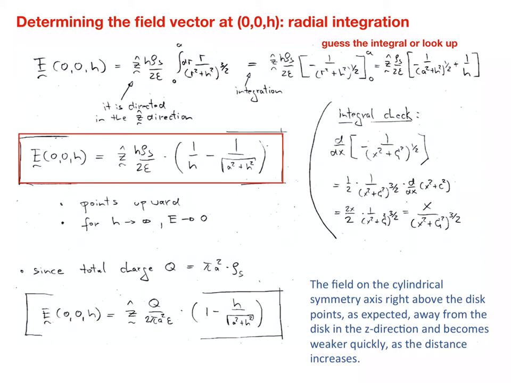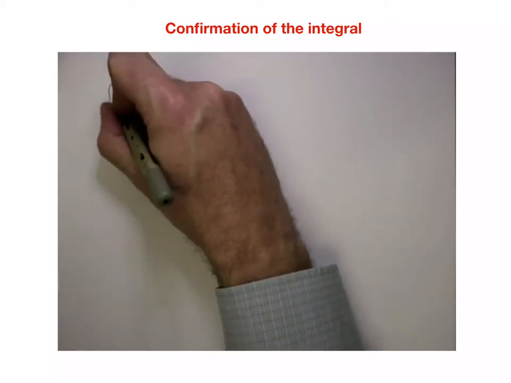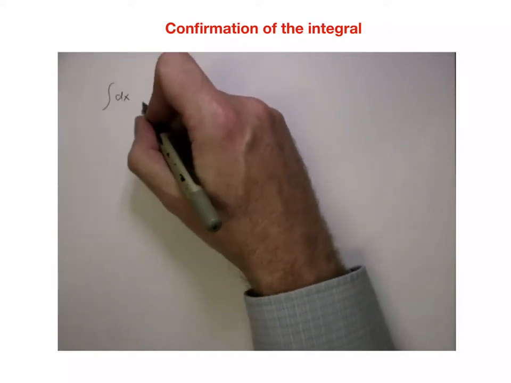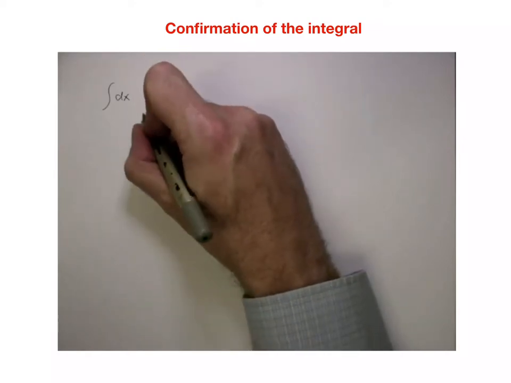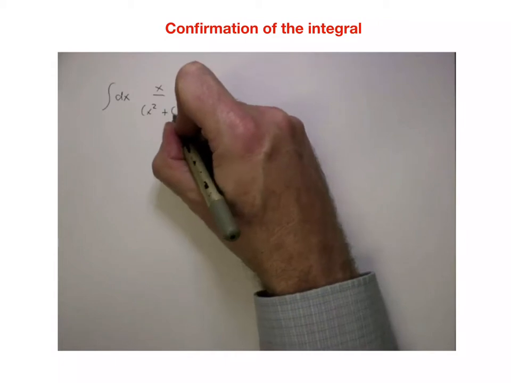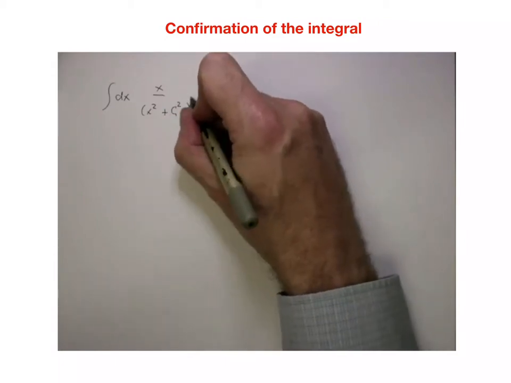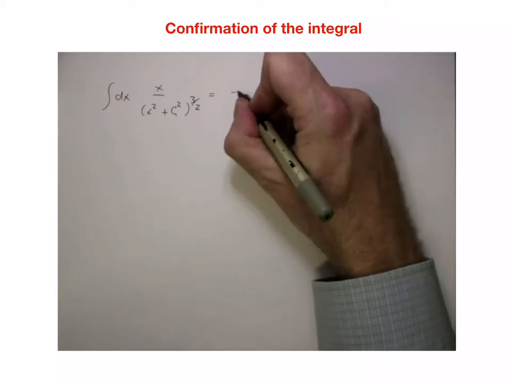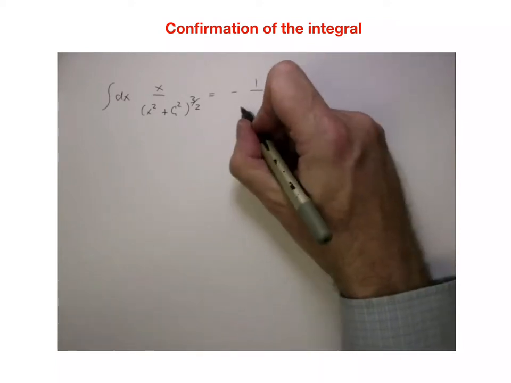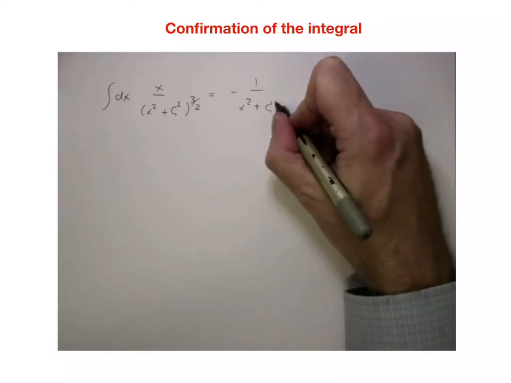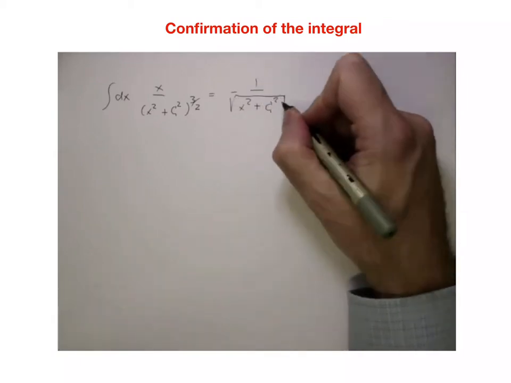The general integral of the integrand is minus 1 divided by r squared plus h squared to the power of 1/2. You may be forgiven if you don't immediately see the integral to this expression. However, you could verify or look up that in general terms an integral dx of the term x divided by x squared plus a constant squared to the power of 3 on 2 is equal to minus 1 divided by x squared plus c squared and the square root of that.